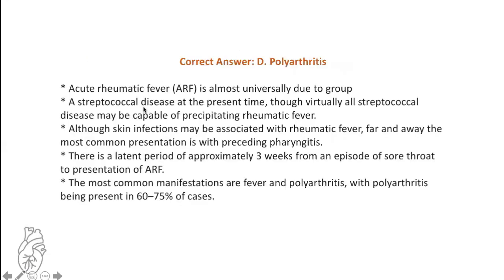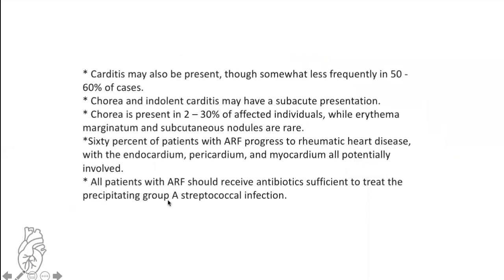Okay, yeah, so acute rheumatic fever is almost universally due to group A streptococcus disease, and the polyarthritis is present in 60 to 75% of the cases, while the carditis is present in 50 to 60% of the cases, and the chorea in 2 to 30% of the cases.